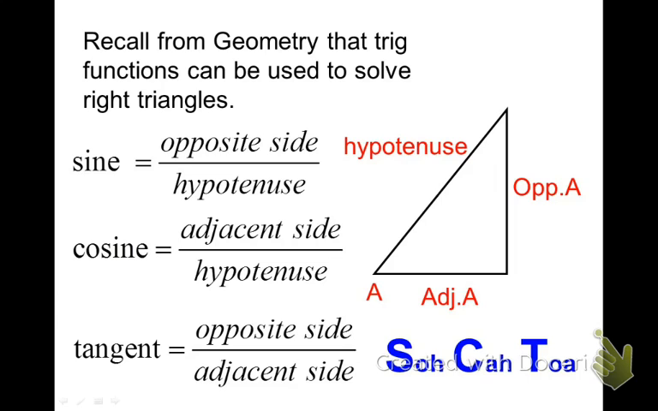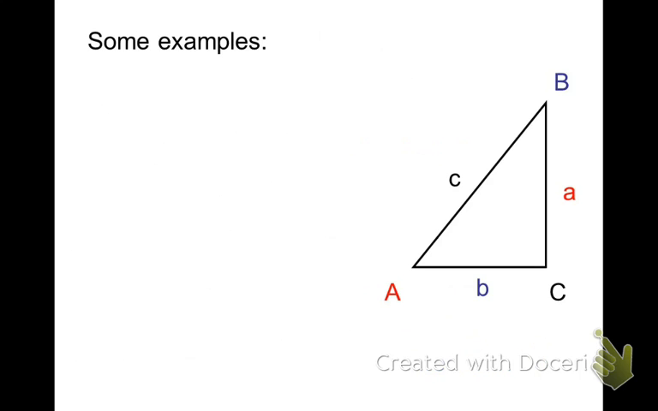So we use our mnemonic device SOHCAHTOA. SOHCAHTOA is the way we're going to remember our trig functions. So, SOH: the sine is equal to opposite over hypotenuse. CAH: the cosine is adjacent over the hypotenuse, and TOA: the tangent is the opposite over the adjacent. So SOHCAHTOA is our mnemonic device that we're going to use to remember the trig functions.